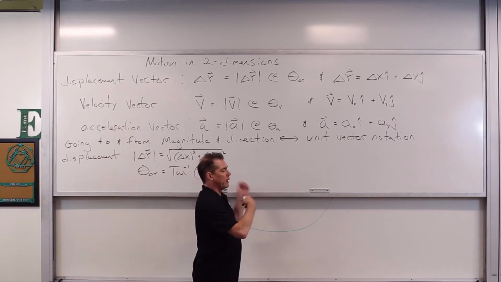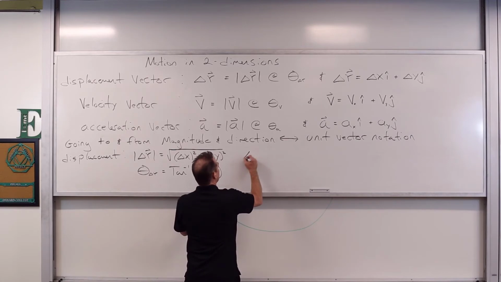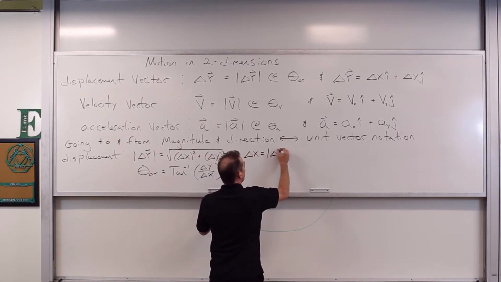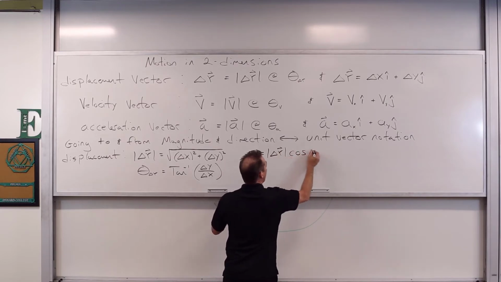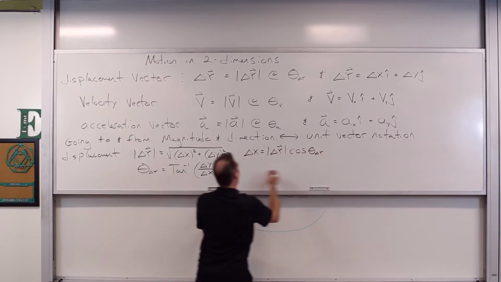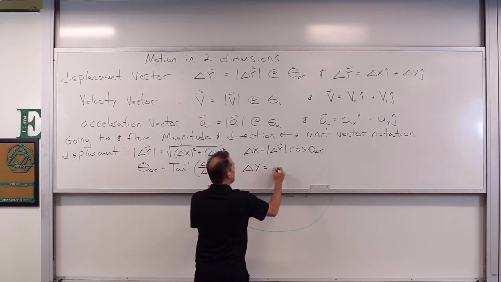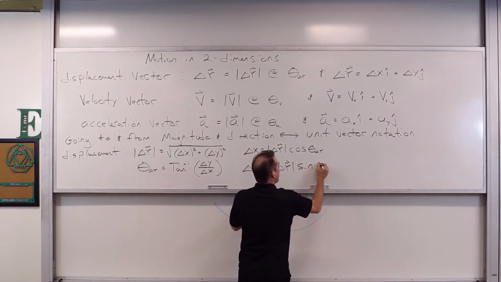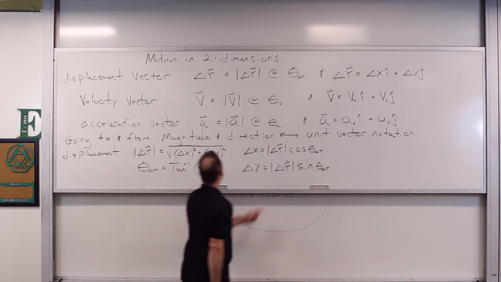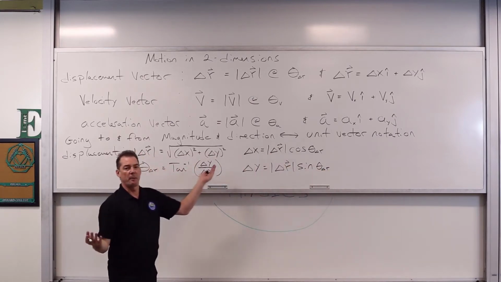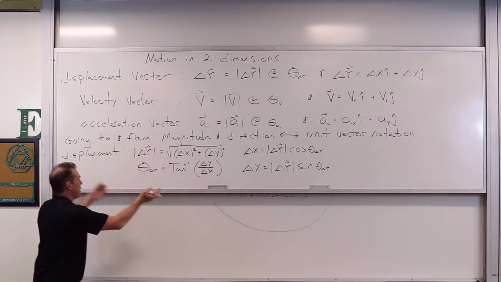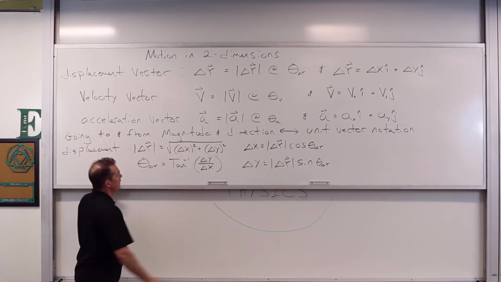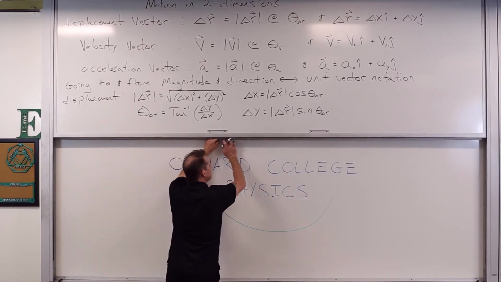And what else? Well, we've got to be able to go the other way. Delta x, the x component, is equal to the magnitude of delta r times the cosine of theta delta r. And delta y is equal to the magnitude of delta r hat times the sine of theta sub delta r. These are just the transformations to and from unit vector notation and magnitude and direction that we've used, and we do it with them all. We'll just write them down so we have them.